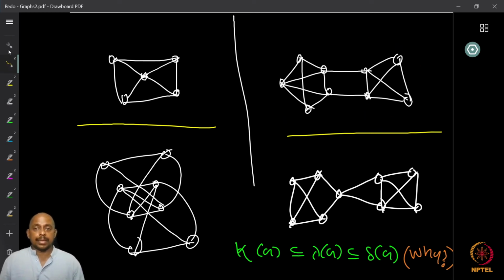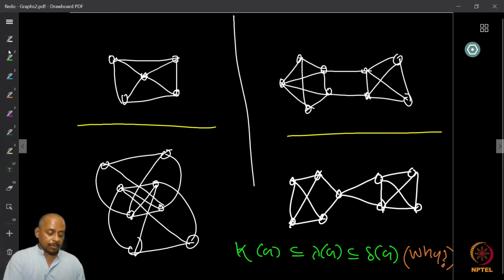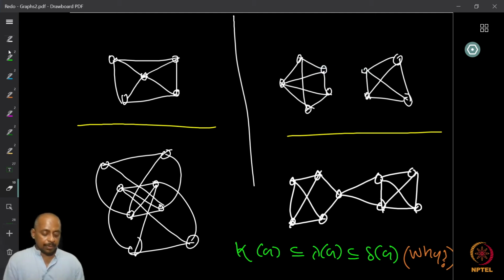On the other hand, the graph on the right side is 2 edge connected because I cannot remove just one edge. There is no bridge, but I can remove 2 edges to make the graph disconnected, these two, for example. So therefore, its edge connectivity is 2, and the edge connectivity for the previous graph was 3. Now, what about the edge connectivity of the graph number 3 here?